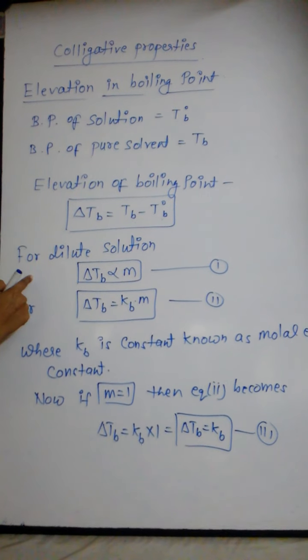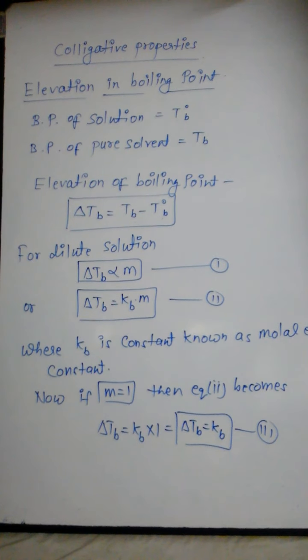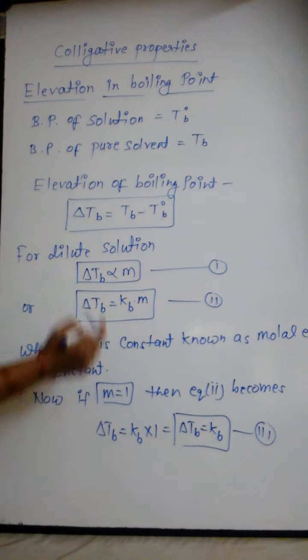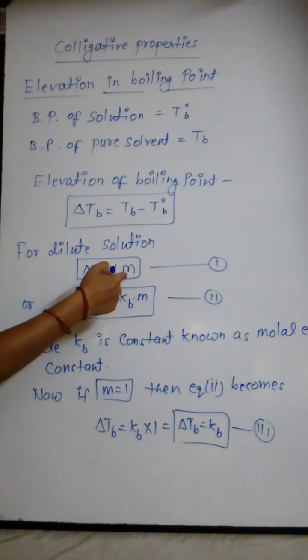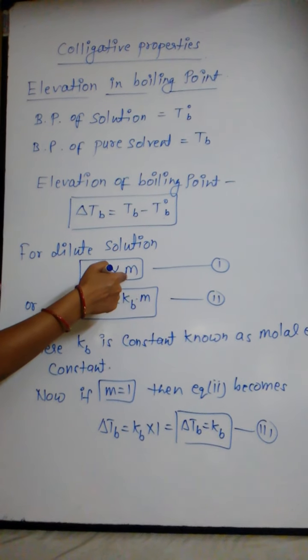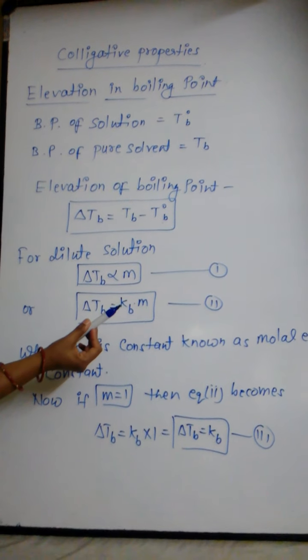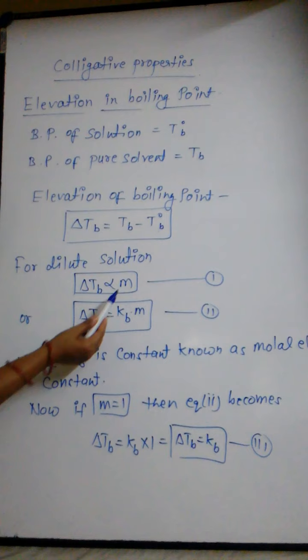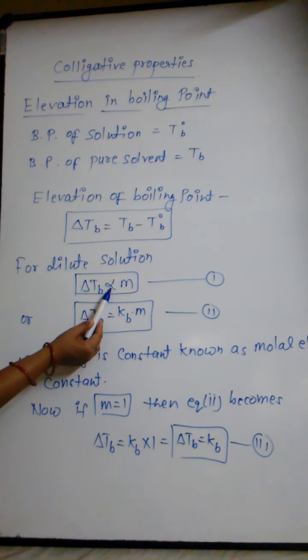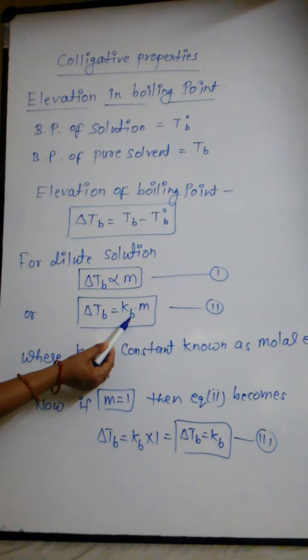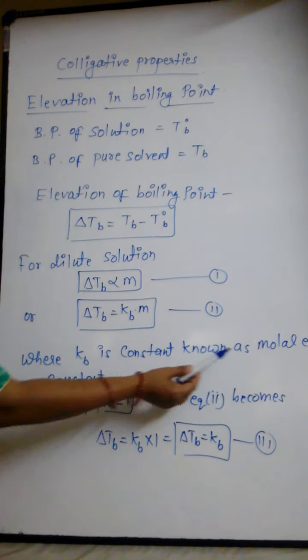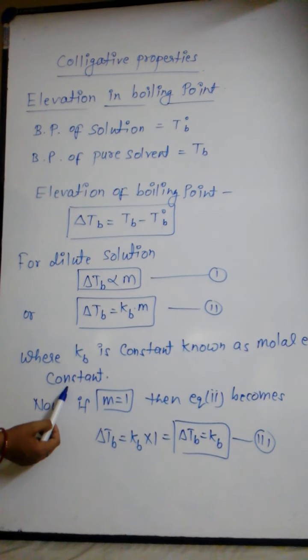For dilute solutions, it was experimentally observed that the elevation in boiling point is directly proportional to the molality of the solution. Replacing the proportional sign, a constant Kb comes in. It is called the molal elevation constant.